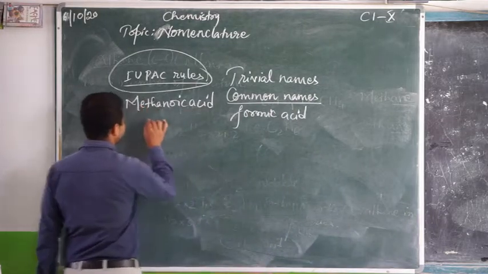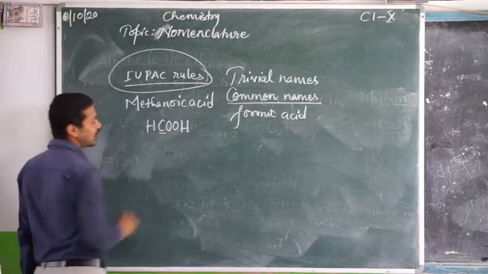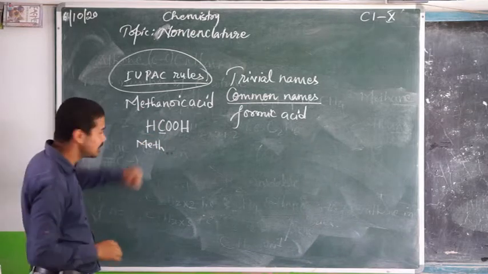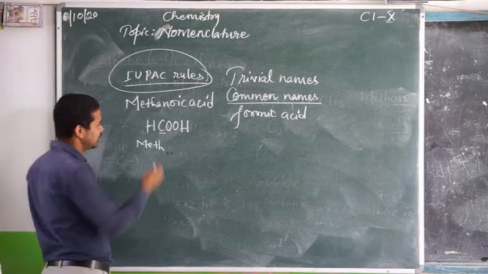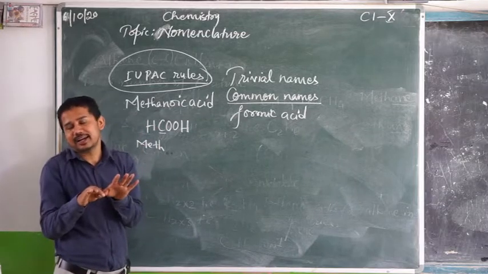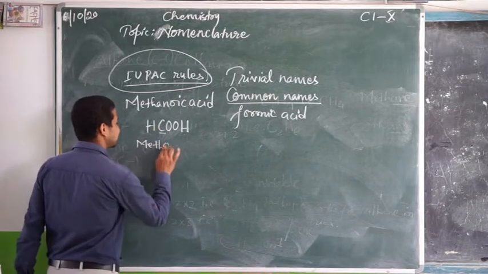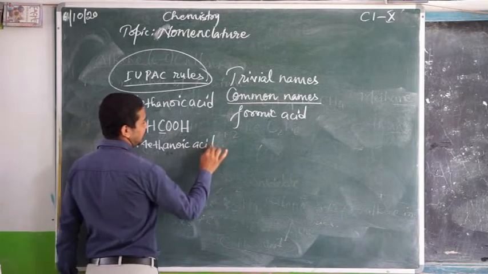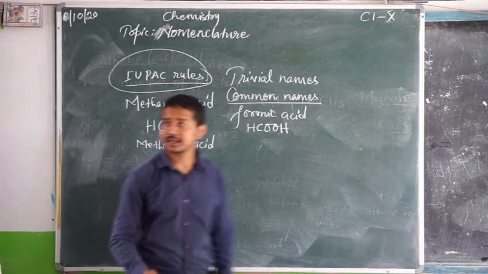Now, this is the compound HCOOH. How many carbon atoms are here? One. One carbon atom means meth. I'll be telling you about this in detail, but this is an example only. There is no other carbon atom, just a single carbon atom, so there is no question of whether it is alkene or alkyne, because there is no alkene or alkyne with one carbon atom. So this is an alkane, and from alkane it is meth-ane, and since it is an acid, the suffix will come: methanoic acid. The common name for methanoic acid is formic acid.